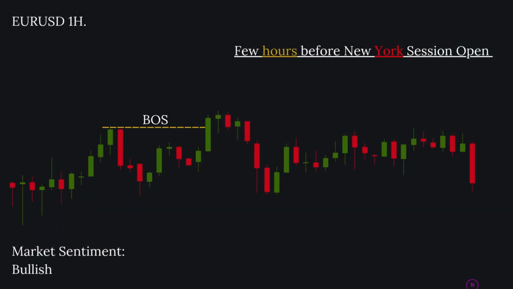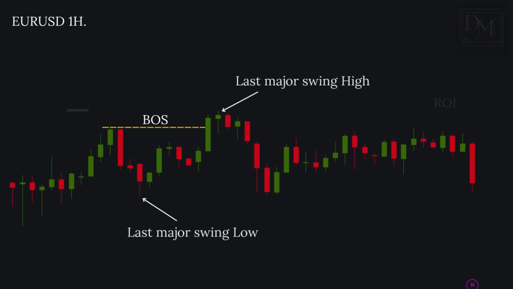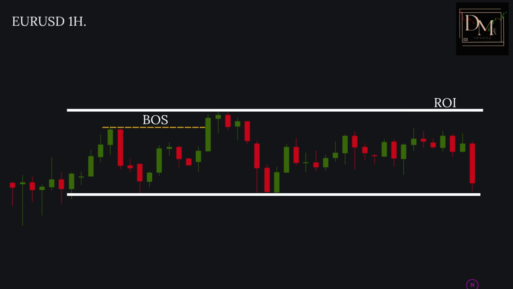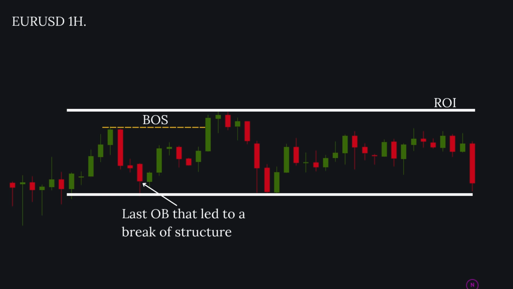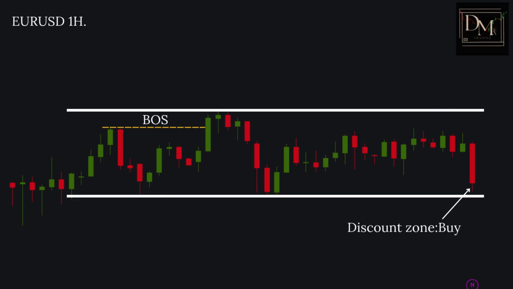On the EUR-USD 1-hour time frame, just a few hours before the New York Open, the market is clearly bullish but currently consolidating. So we begin by marking out the last major swing high and swing low as our range of interest. Retail traders are expecting price to mitigate the last order block that led to the break of structure and continue its bullish sentiment. But as a turtle soup trader, we anticipate that price will instead sweep that order block. Looking closely at our range, we can see that price is currently sitting within the discount zone. Therefore, we're only looking for buying opportunities.